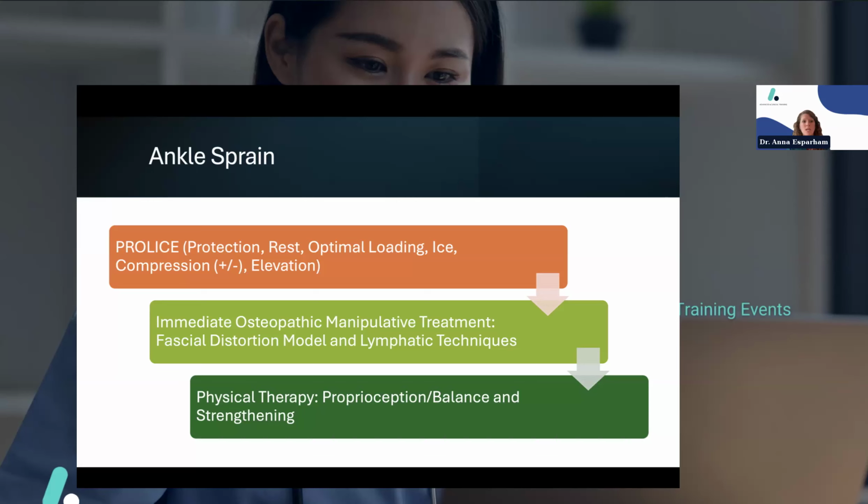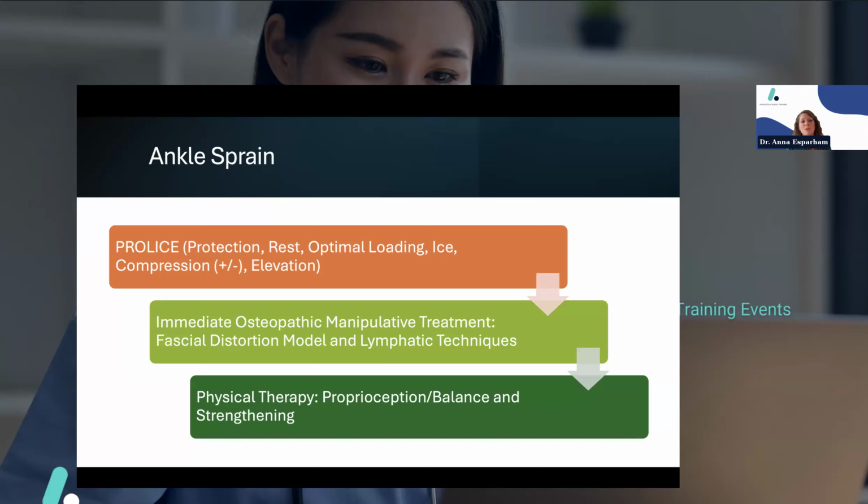So, POLICE. I know everyone has heard of RICE, which was rest, ice, compression, and elevation. Well, recently they've done a study to do POLICE instead because it has way more evidence. RICE really didn't have a lot of great evidence. It really didn't heal a ton of the ankle sprains.